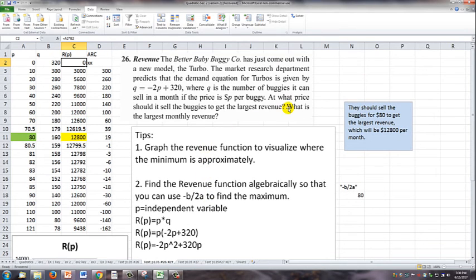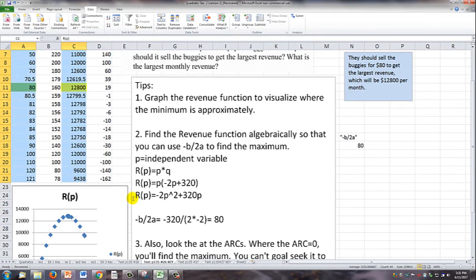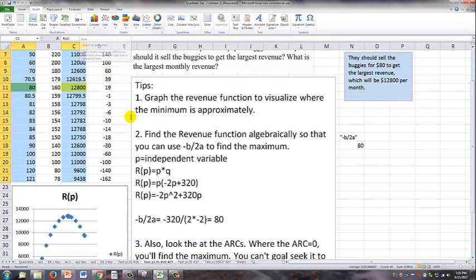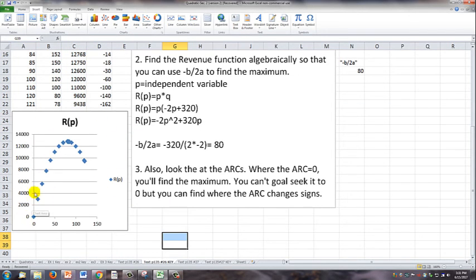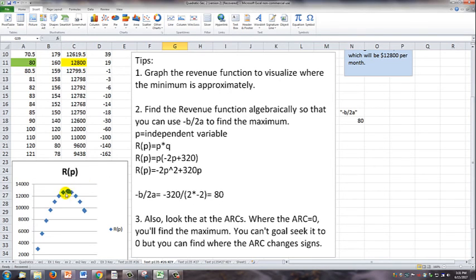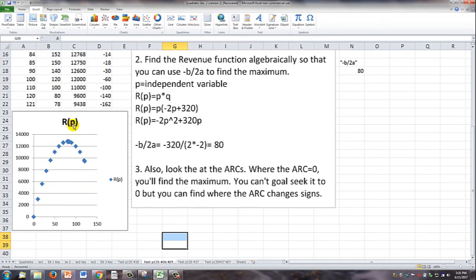And I can now start to answer the questions. At what price should it sell the buggies to get the largest revenue? So revenue is a function that I want to look at the graph. So what you can do is go to P, hit Control, and then go to R and insert a scatter plot. And that's what I have here. So now you can see that revenue is a quadratic, and so the maximum revenue occurs here. This is my y coordinate, this is my revenue, and so my maximum revenue is going to be between 12,000 and 14,000, and the independent variable is price, and that's occurring somewhere between 50 and 100.